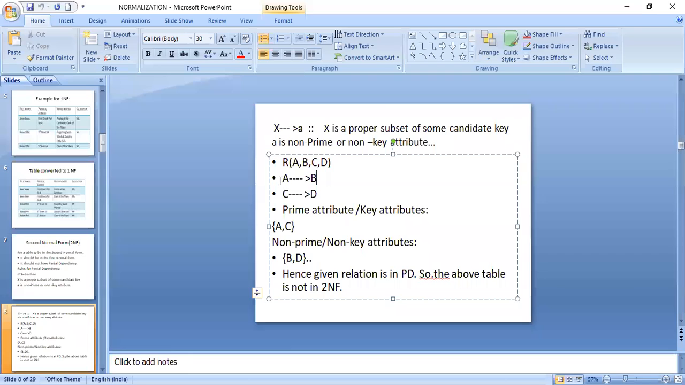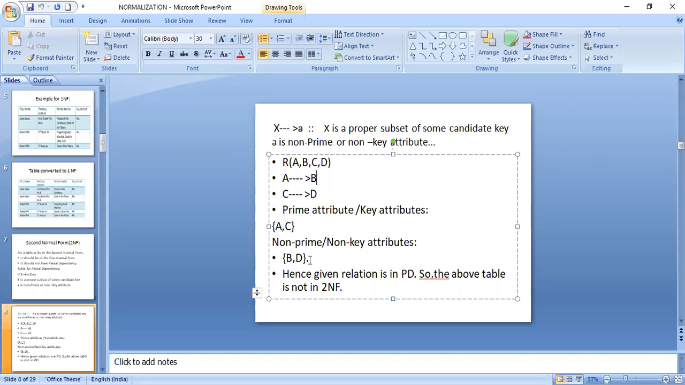Okay, so now, what are we saying? For partial dependency, X determines A, where X is a proper subset of some candidate key. What is that? A comma C. Is it a proper subset of the candidate key? Yes. A alone is a proper subset of the candidate key. C alone is also a proper subset of the candidate key. As well, A, small a, is non-prime. What is small a here? That is B and D. It should be a non-prime or non-key attribute. Is it? Yes, because these are not in the list of essential attributes.